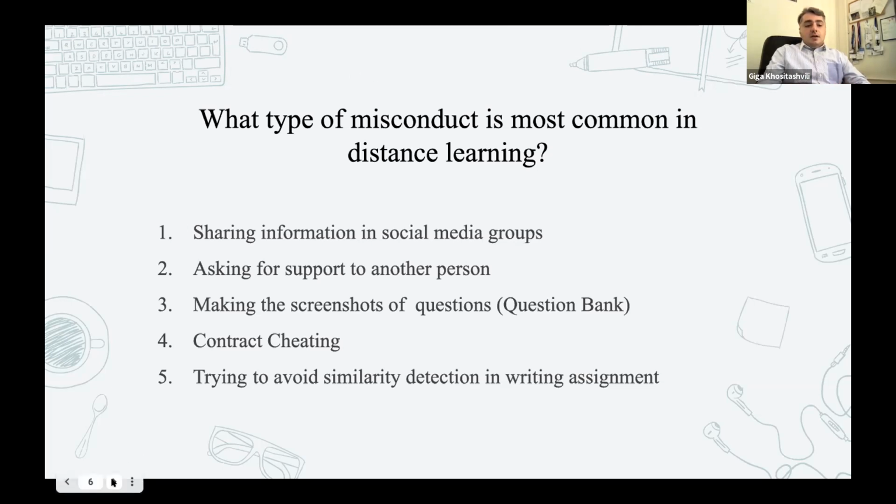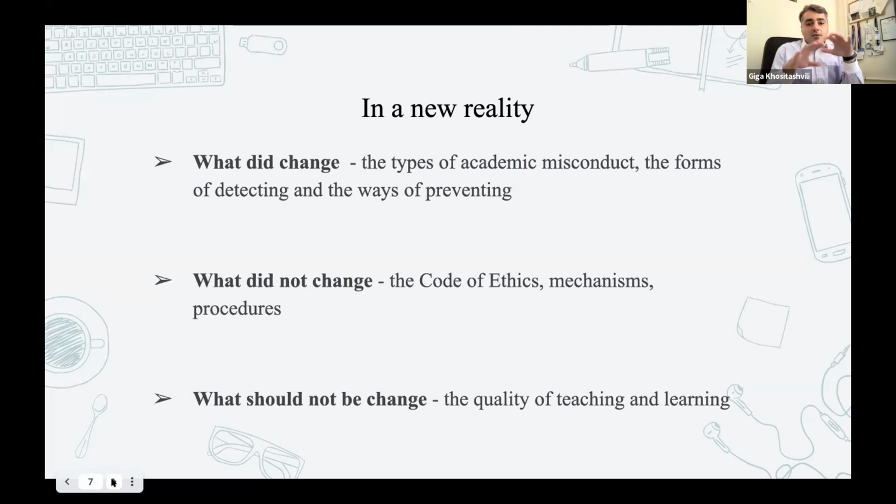So to summarize what I wanted to mention here, what did change during the pandemic were the types of academic misconduct, because the forms changed, and also the forms of detecting and the ways of preventing. What didn't change is the code of ethics or the policy of academic integrity. We haven't made any changes recently, and the mechanisms and procedures are the same. And I think what should not be changed, what we agree on, is the quality of teaching and learning.